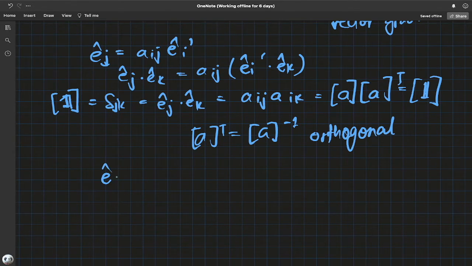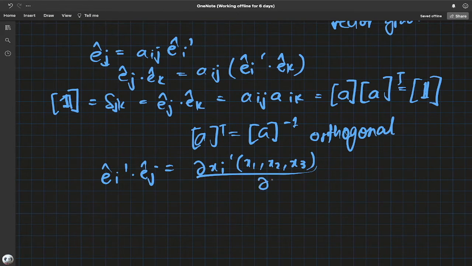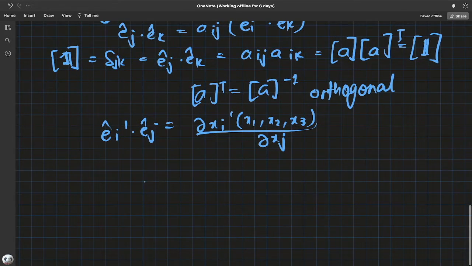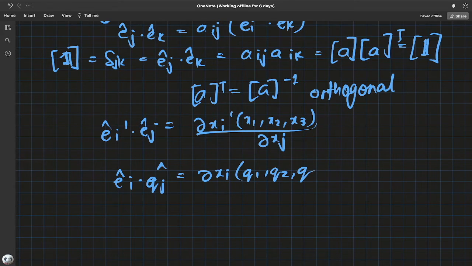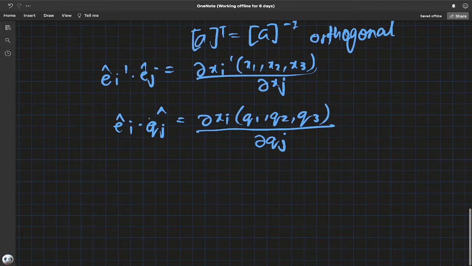We have e sub i prime dot e sub j is equal to partial x sub i prime (x1, x2, x3) with respect to partial x sub j. And e sub i dot q sub j hat is equal to partial x sub i (q1, q2, q3) with respect to q sub j, my bad. I've just changed the prime to the Cartesian system, the unprimed to the regular curvilinear system.